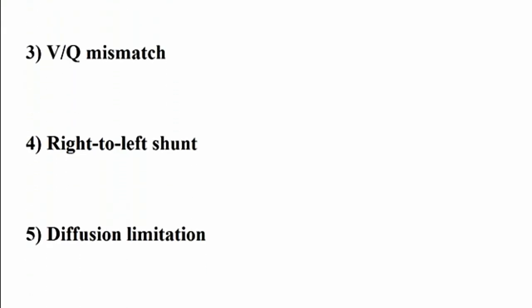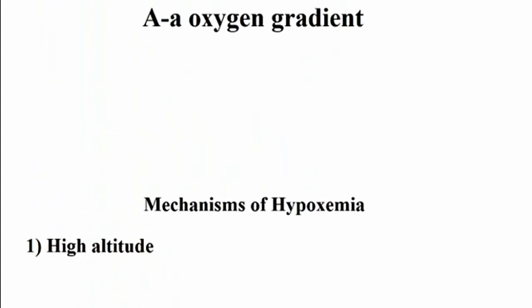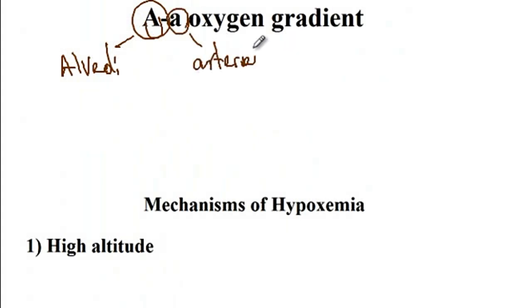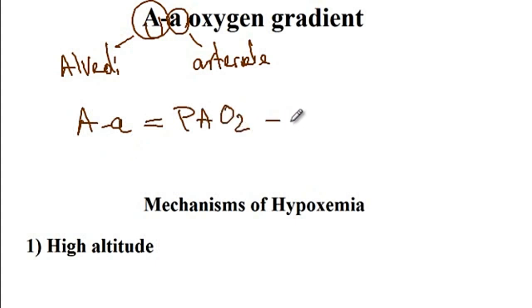In this video, I'm going to discuss different forms of hypoxemia, and then after that discuss which of these forms of hypoxemia will affect the AA gradient. So the big A stands for alveoli, while the small a stands for arterioles. So the AA gradient will tell you the oxygen difference between the partial pressure of the alveolar minus the partial pressure of the arteriole, and that would give you the AA gradient.